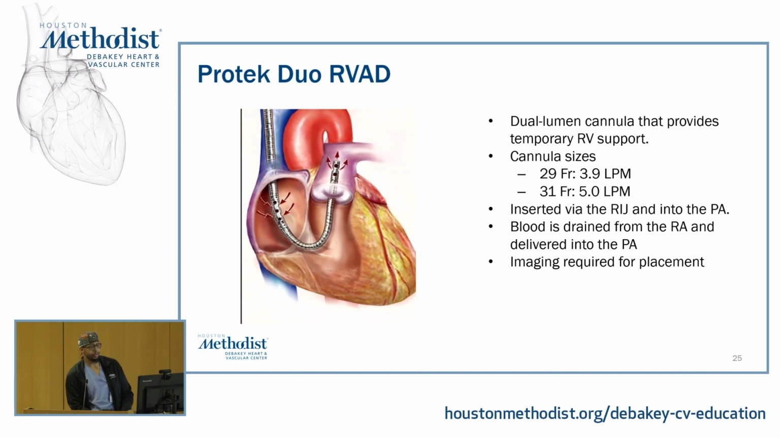ProTek Duo, used for RVAD support. So this is a dual lumen cannula that can provide temporary support. When I say dual lumen, that means it's one cannula that has two holes inside of it, one that pulls blood, one that returns blood back to the patient. Two sizes are always chosen based off of the patient's size and how much support that they're going to need.